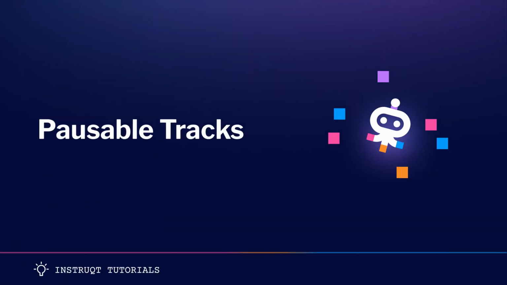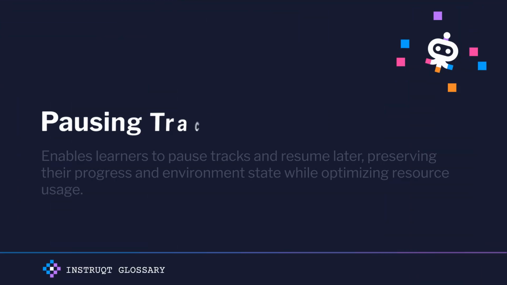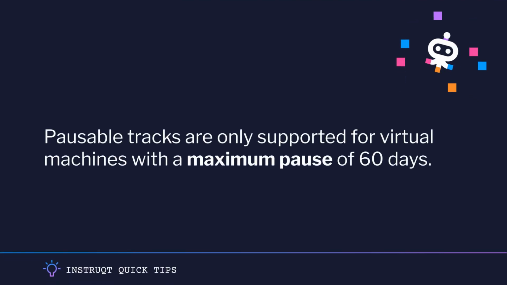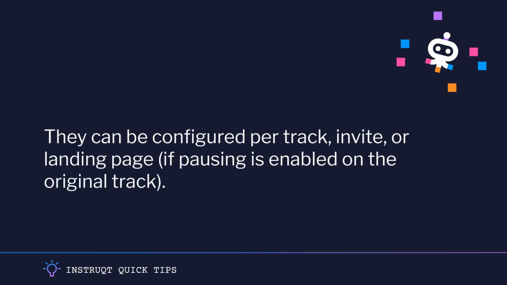Welcome to Instruqt Tutorials! In this video, we'll discuss pausing tracks using the Instruqt UI, CLI, and automatic pausing while on idle. This feature enables learners to pause tracks and resume later, preserving their progress and environment state while optimizing resource usage. At the current time, pausable tracks are only supported for virtual machines for a maximum pause duration of 60 days. They can be configured using the Instruqt UI or CLI per track or per invite or landing page if the original track has pausing enabled.